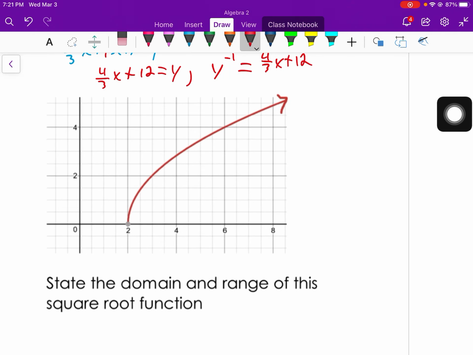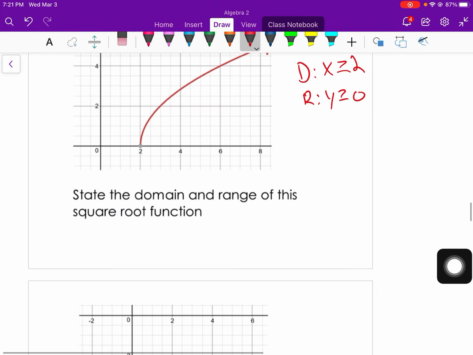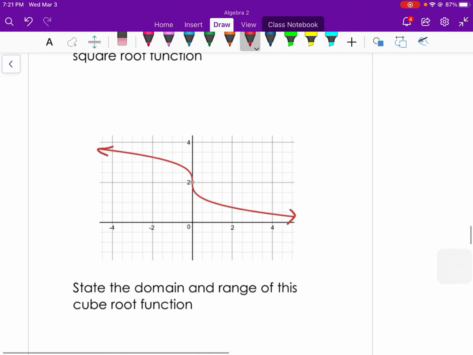Next, we're just stating the domain and range. From the function, you should be able to tell that this is a square root function. The parent function would be the square root. So my domain will be x is greater than or equal to 2, because it's continuing on to the right, that's where it starts. And my range will be, it's increasing, and it's starting at a height of 0. So y is greater than or equal to 0.